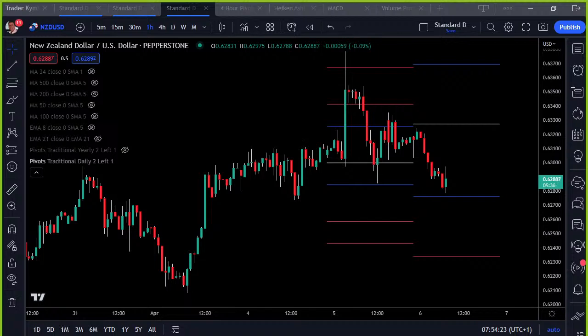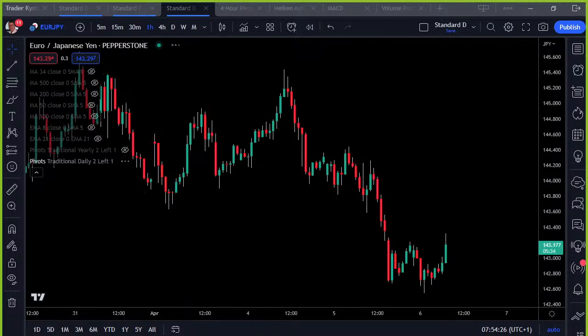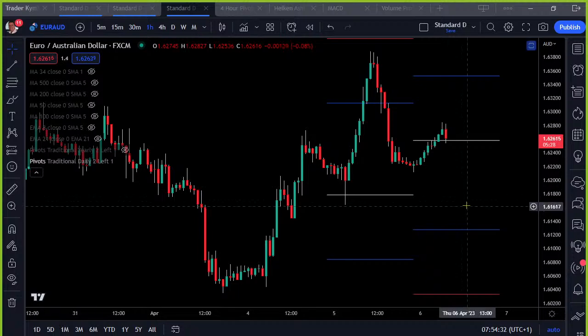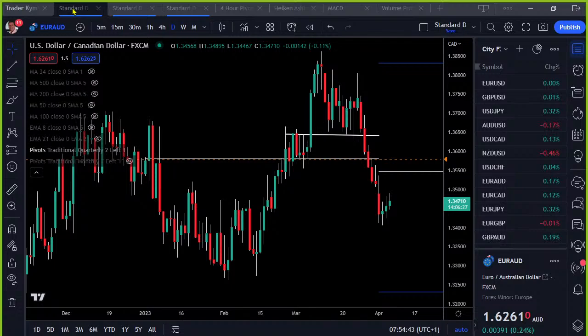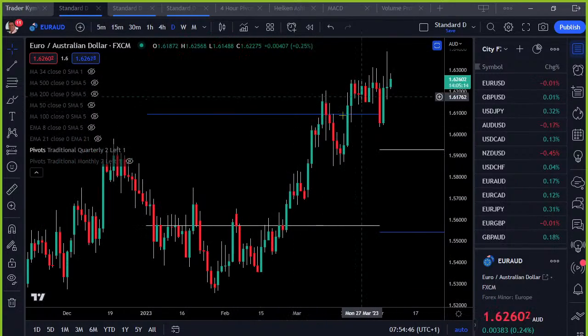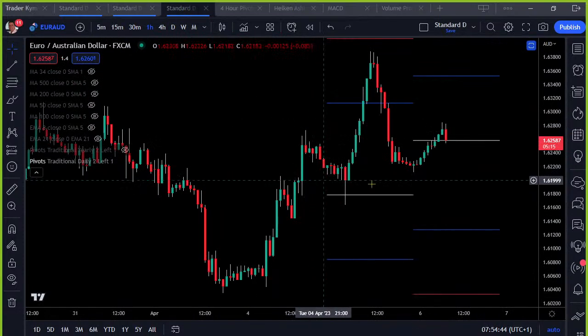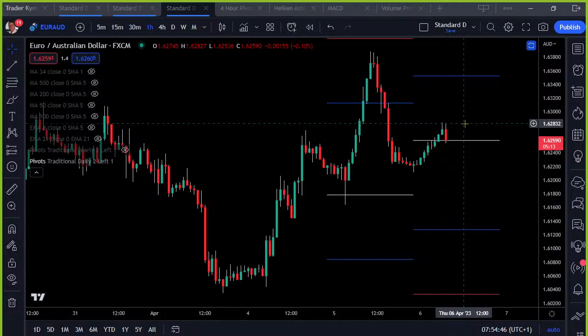New Zealand dollar, US, nothing there. Euro yen, so we start getting into these other pairs, and really I'm scratching on these. The Euro Aussie might be one for the downside a little bit, but the bigger picture has been pretty much upside here. So more of a struggle to see what will happen here.